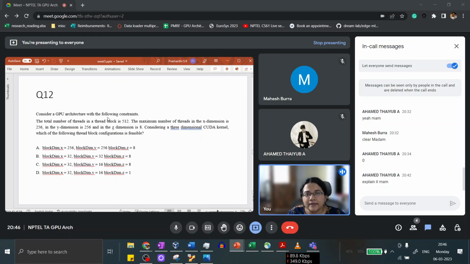Consider a GPU architecture with the following constraints. Total number of threads in a thread block is 512. Maximum number of threads in the X dimension is 256, in the Y is 256, and in the Z is 8. Considering a 3-dimensional CUDA kernel, which of the following thread block configurations is feasible? So you have 4 options. Look through them and tell me.